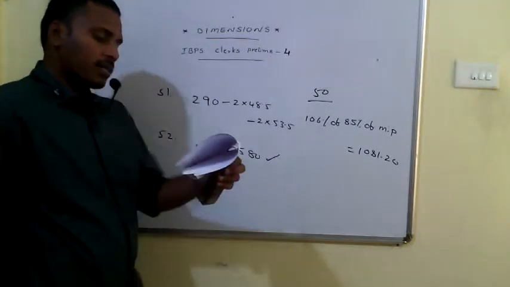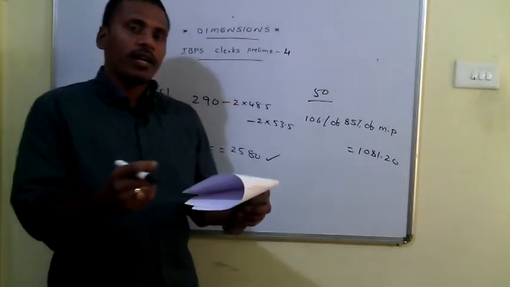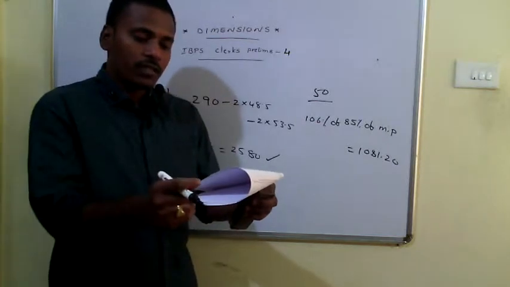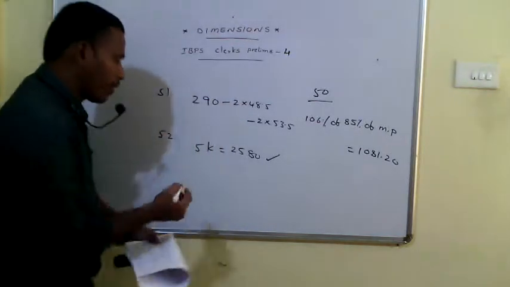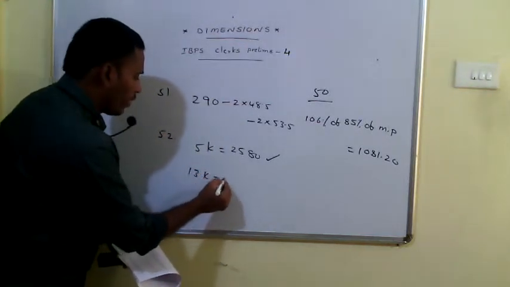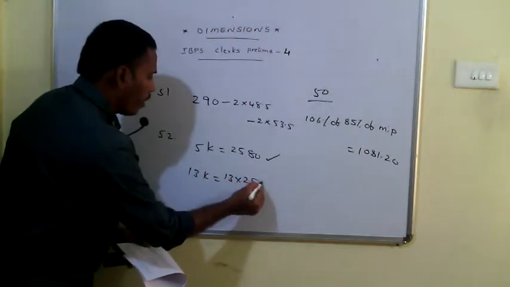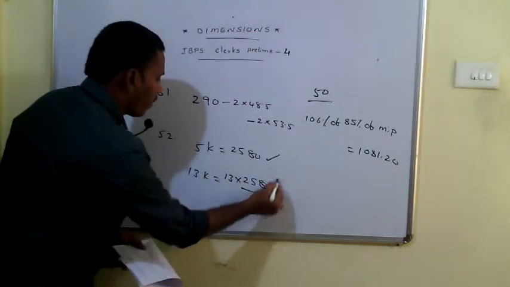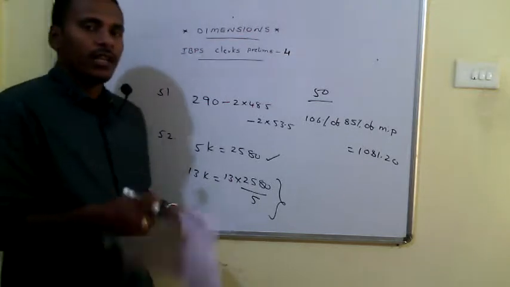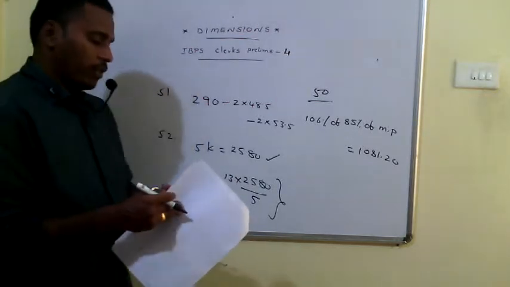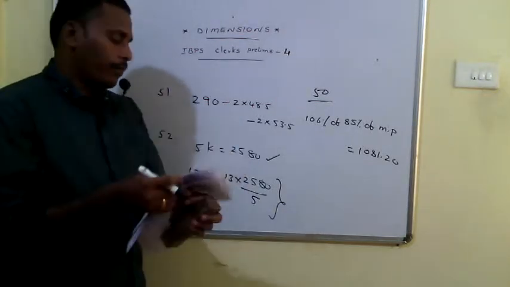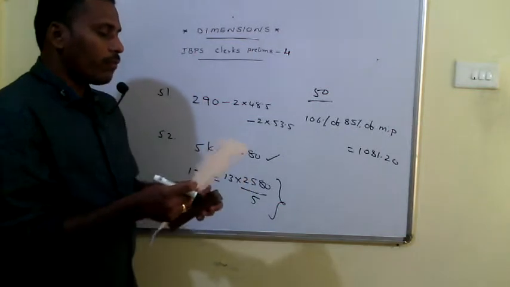Okay, and they asked us the total amount of money with A and D together. Share of A is 3K, share of D is 10K. Together the amount is 13K. So 13 into the value of K, 2580 divided by 5, will give us the amount with A and D together. That was the 52nd problem. Okay. Then coming to 53rd.